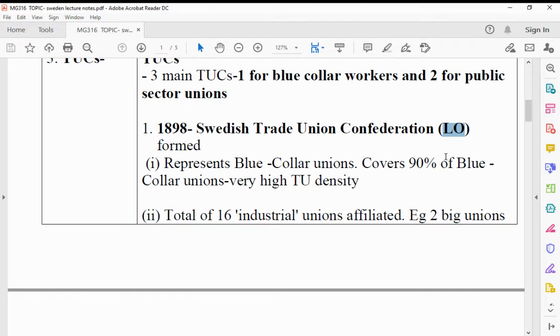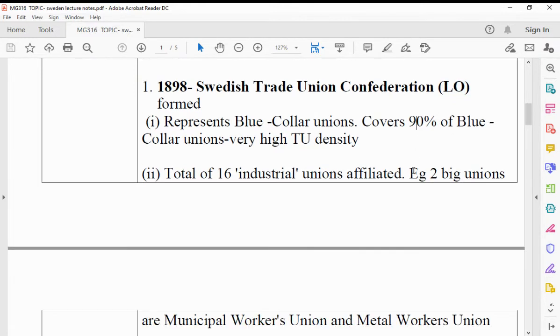Just like what we saw in Germany, we had BDA as the umbrella body for the employers. We had the DGB for the umbrella body of the unions in Germany. So just like that, these acronyms are from their Swedish names. So Swedish Trade Union Confederation, LO. This covers 90% of the blue collar unions and very high trade union density.